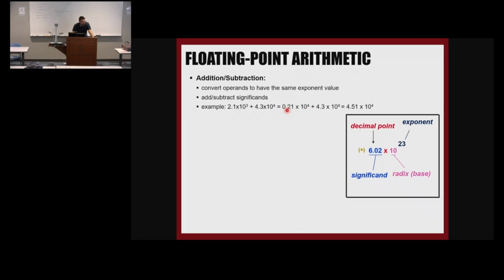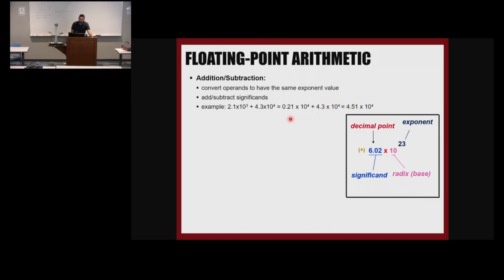These are now equivalent numbers. My exponents are equal, 10 to the 4 for both of them, so I can simply add the significands. This is the significand in decimal. In binary, the significand always has a 1 on the left side of it if it's normalized, and if it's not normalized, it has a 0. But then we add the significands and we keep the exponent. As simple as that, right?